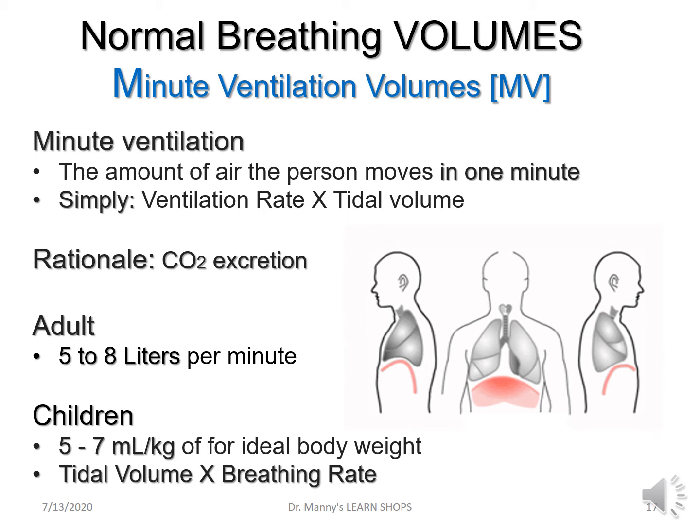However, by the other token, if you hypoventilate, or you're bradypneic, or a combination of both, you won't eliminate CO2 and it will accumulate. And this can cause a CO2 narcosis. So typically, the minute ventilation volumes in an adult are about 5 to 8 litres per minute. In children, they're smaller, so we're looking at really 5 to 7 mils per kg for an ideal body weight. Take that tidal volume and multiply it by the breathing rate.